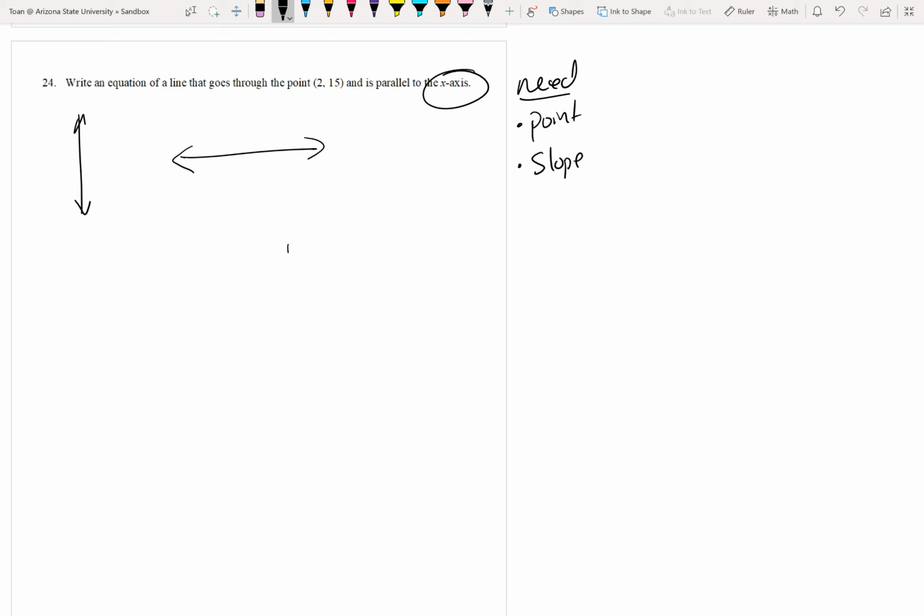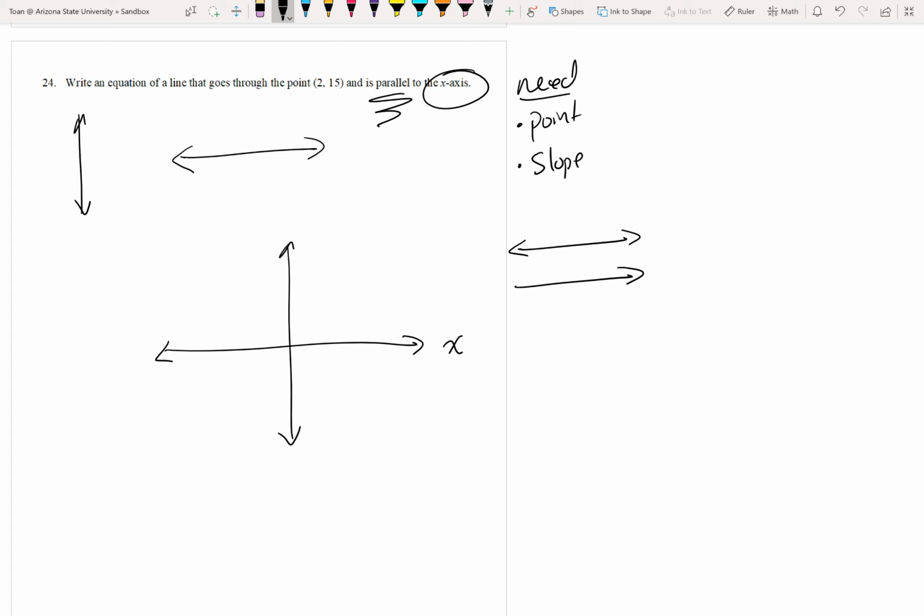Now, what I mean by special lines, I mean lines that are perfectly vertical or perfectly horizontal. If we visualize it, I hope we can tell that the x-axis is a horizontal line. Now we want a line parallel to it. Well, what type of lines are parallel to horizontal lines? Hopefully you guys know that the answer is another horizontal line.